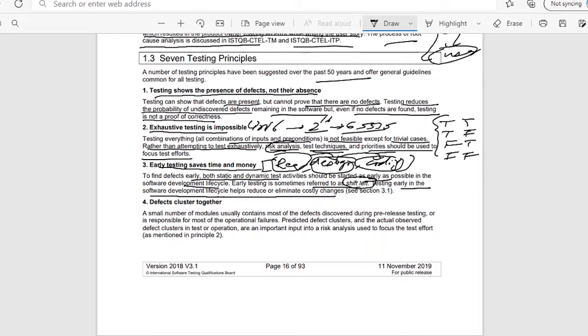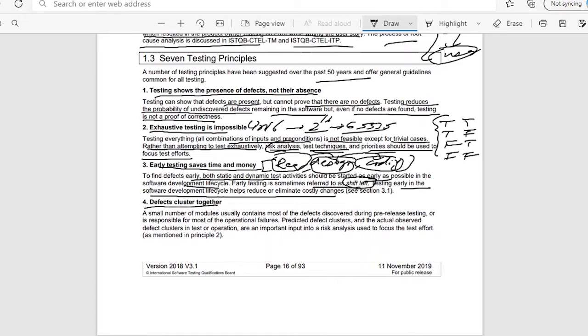So shift left is a clear term. Shift left means you are shifting your testing to an early phase, starting from the requirement. You are not testing it when your code is ready. No, start testing, shift left. Your testing should be shifted to the left and start as early as possible, starting from the requirement draft. It will save your time and money.